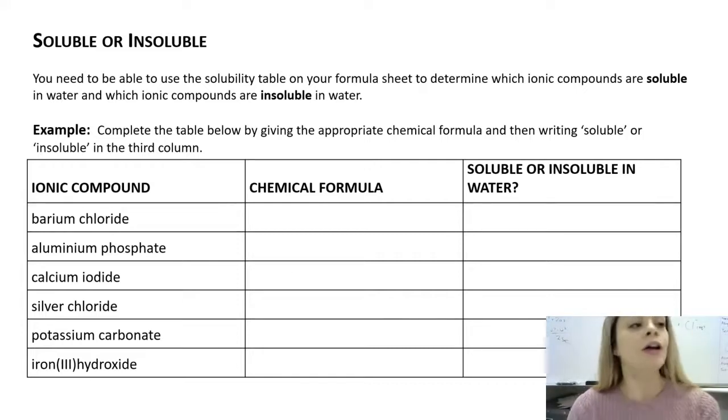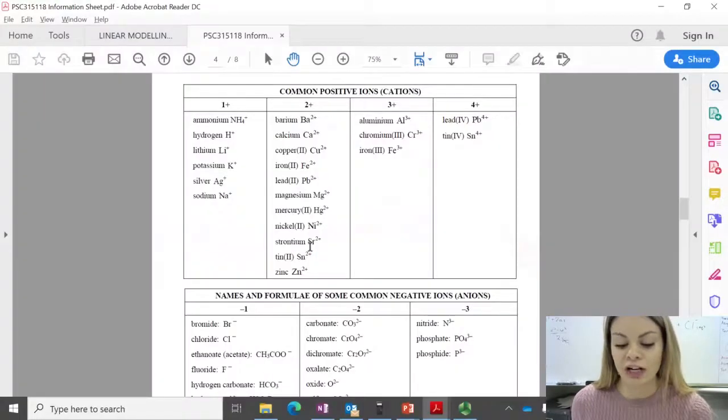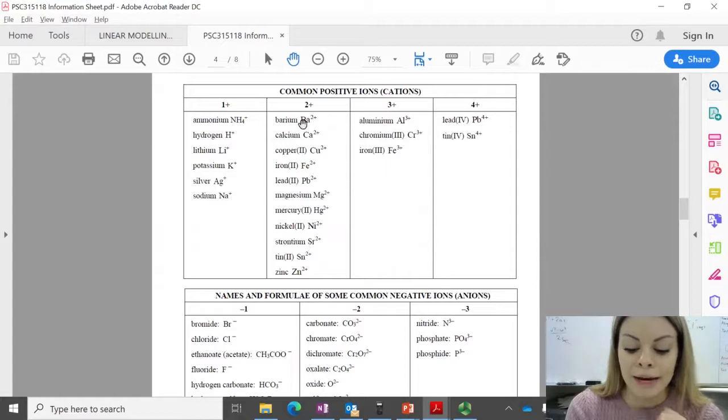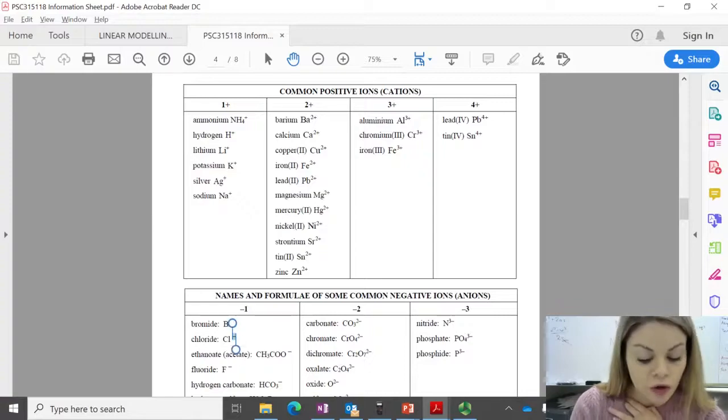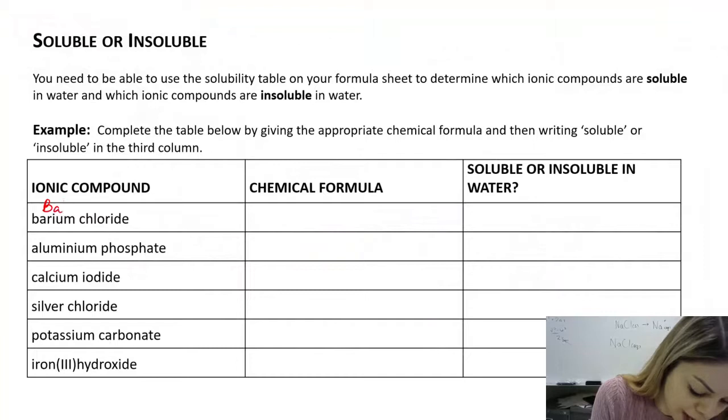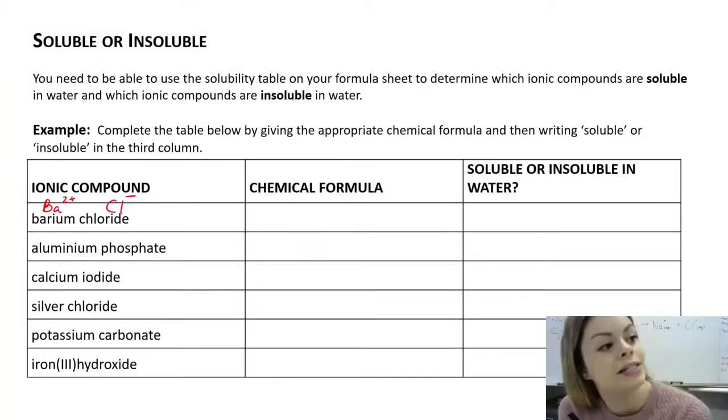Okay. Good. Barium chloride is the first one, okay? So we go to our formula sheet. First thing we do is we find the formula for barium chloride. Barium is there. It's a 2+, isn't it? It says Ba2+. And chloride is Cl-. So I know that's Ba2+ as an ion, and chloride is Cl- as an ion.